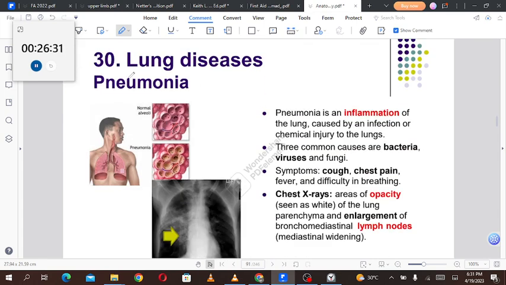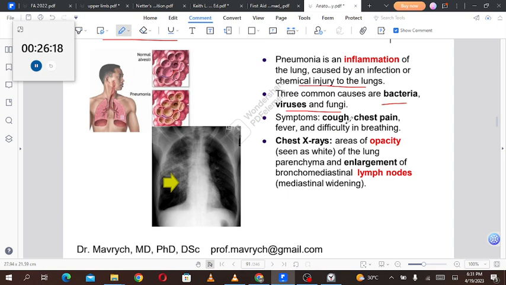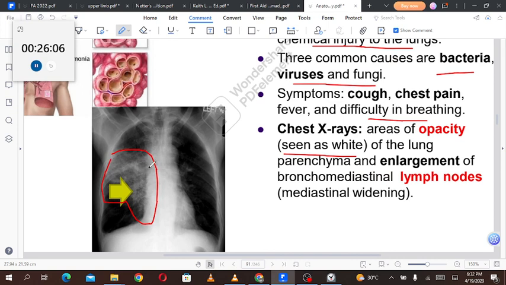After that, we have lung diseases. Number one is pneumonia, the 30th point. Pneumonia is an inflammation of the lung caused by an infection or chemical injury to the lungs. Three common causes are bacteria, viruses, and fungi. Symptoms include cough, chest pain, fever, and difficulty in breathing. On chest X-rays, areas of opacity are seen as white. So here you can see the area of opacity compared with the normal left lung. So this is left and right.